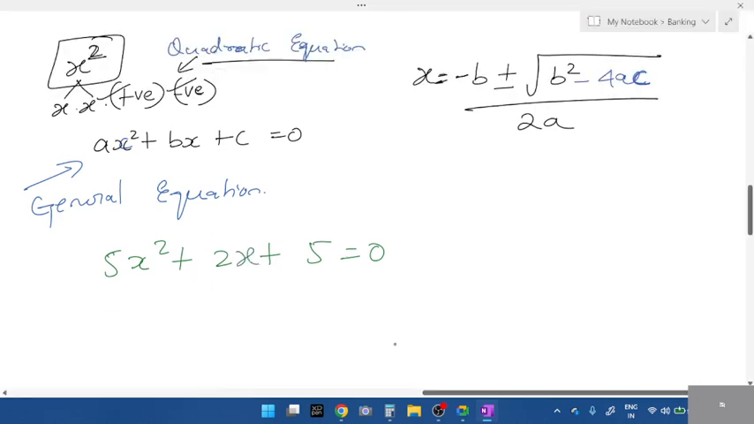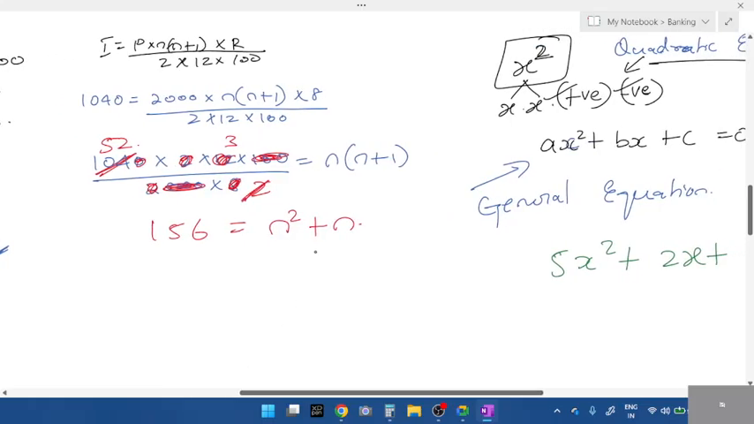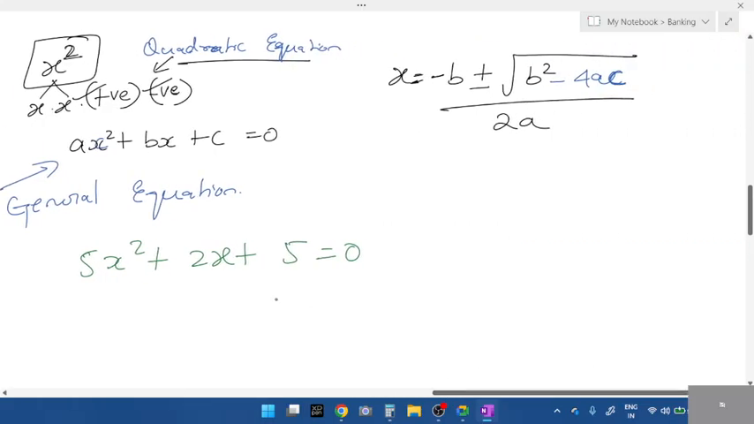See, after solving, you got an equation like this. We have an equation, right? Instead of x, n is given. The concept is same, students. Look here. Now compare this with this. Compare these two.